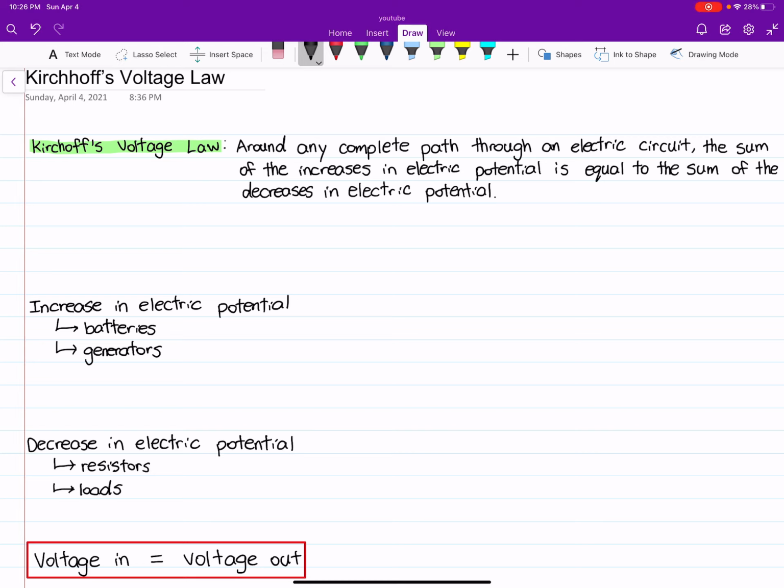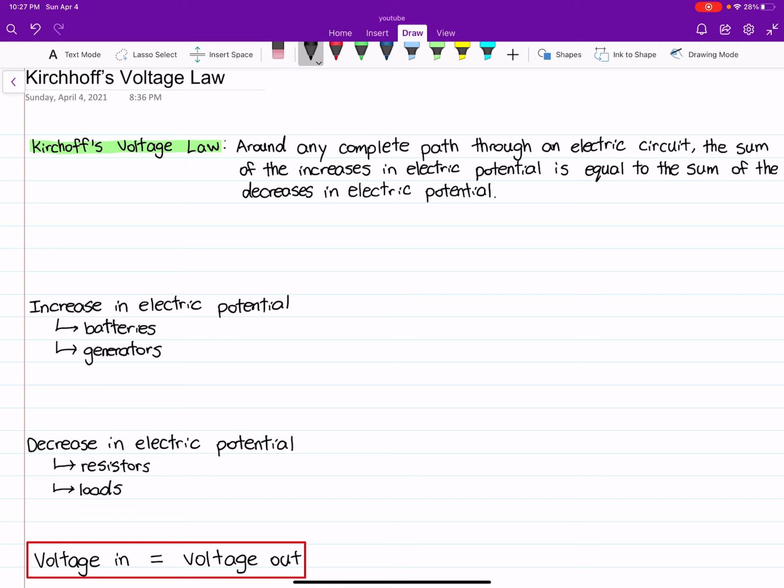So today we're going to talk about Kirchhoff's voltage law. Kirchhoff's voltage law states that around any complete path through an electric circuit, the sum of the increases in electric potential is equal to the sum of the decreases in electric potential.